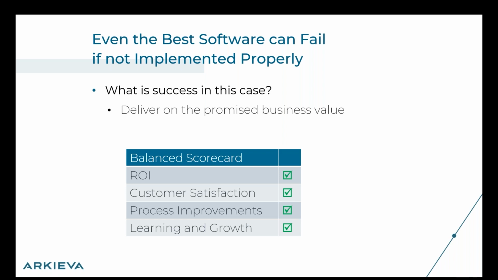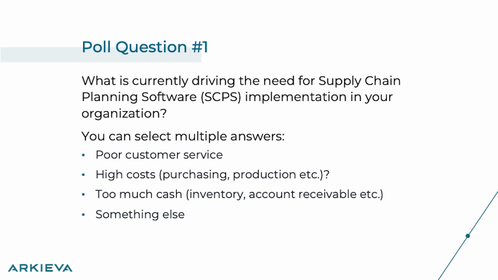And that obviously can have financial elements like return on investment or saving this cost or increasing that profit. It can have an element of customer satisfaction. It can have elements of process improvements. Maybe you are able to do things better, faster. There can be learning and growth of your team. And it can be all four of these areas or multiple of these areas or just one of these areas. But the idea is that you want to make sure that you define success as delivering on the promised business value.